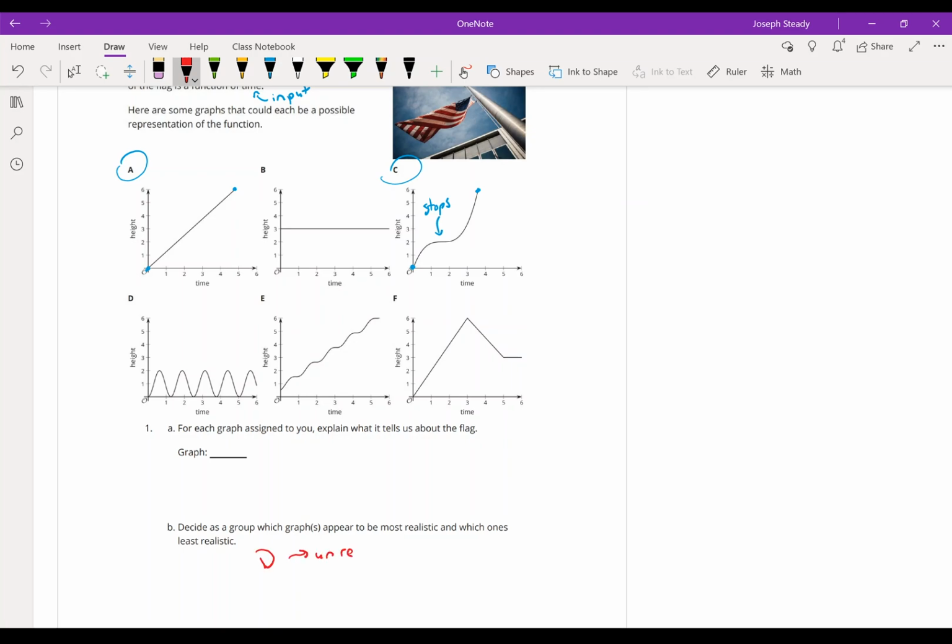Now, if we look at this graph, what it's telling us here is that our flag goes up and then down and then up and then down and then up and then down over and over again. And I don't know about you, but I can't think of a reason why they would be doing that at the flag raising ceremony.